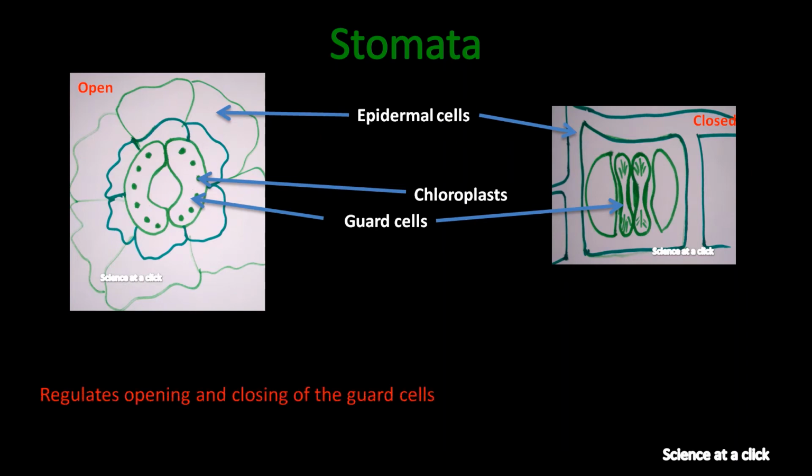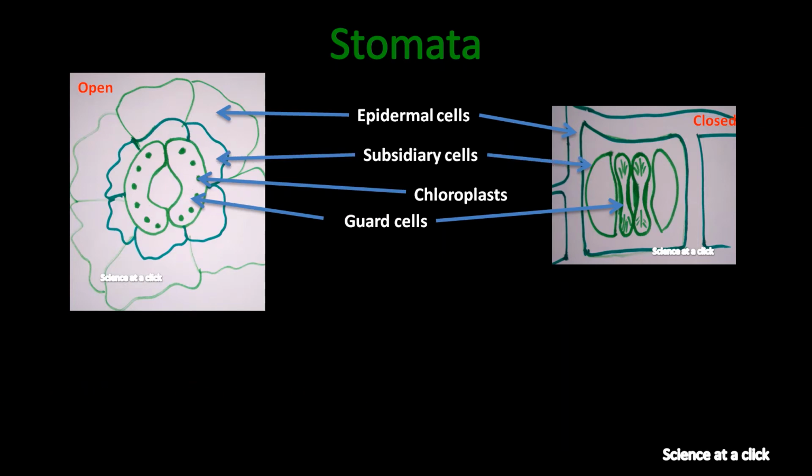Also, sometimes in the vicinity of the guard cells, there are some specialized structure cells called the subsidiary cells. The function of the subsidiary cells is to help or aid in the opening and closing of the guard cells. So they are like supplementary cells which help in the opening and closing of the guard cells.